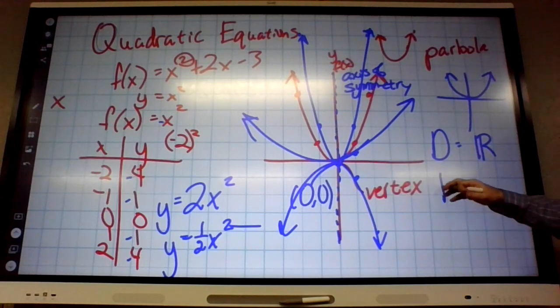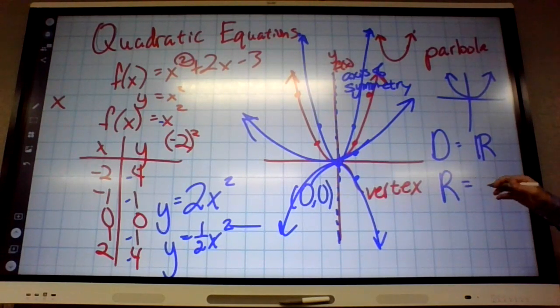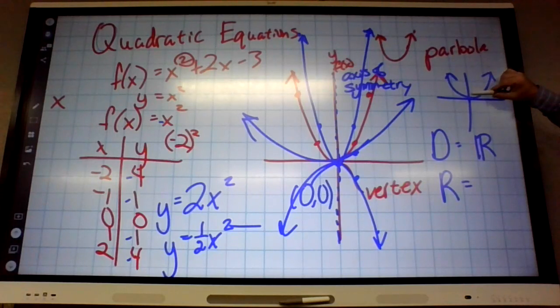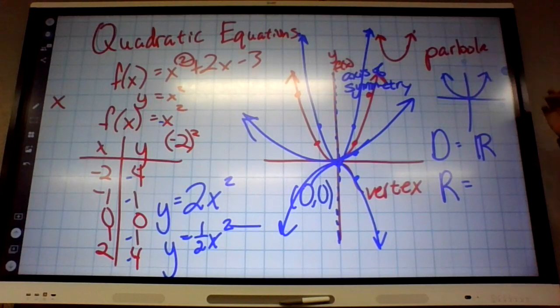How about range? What's range mean? Y values. So what y values were covered by my original parabola? Y values means up and down. So are all these covered? No. So it's all positive y values, and 0. On my original one, y values are 0 or greater. How do I write that? Y is greater than or equal to 0.